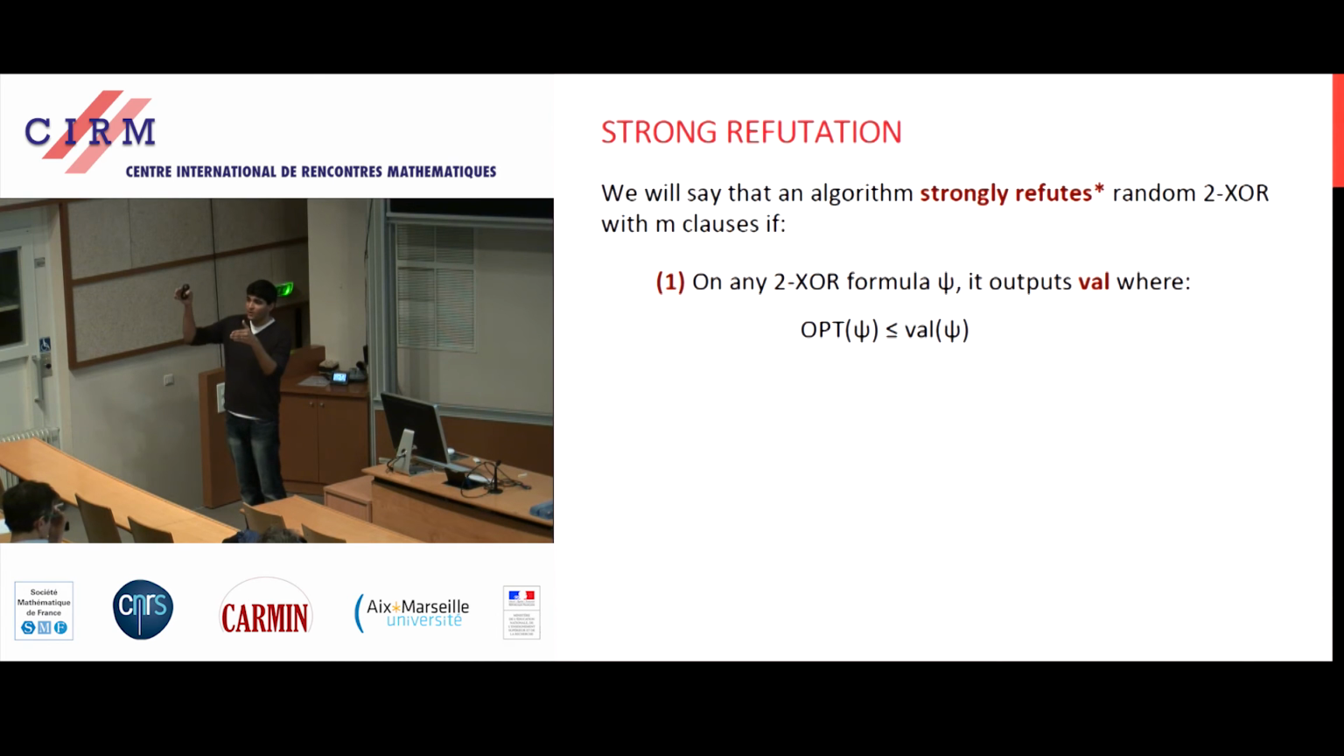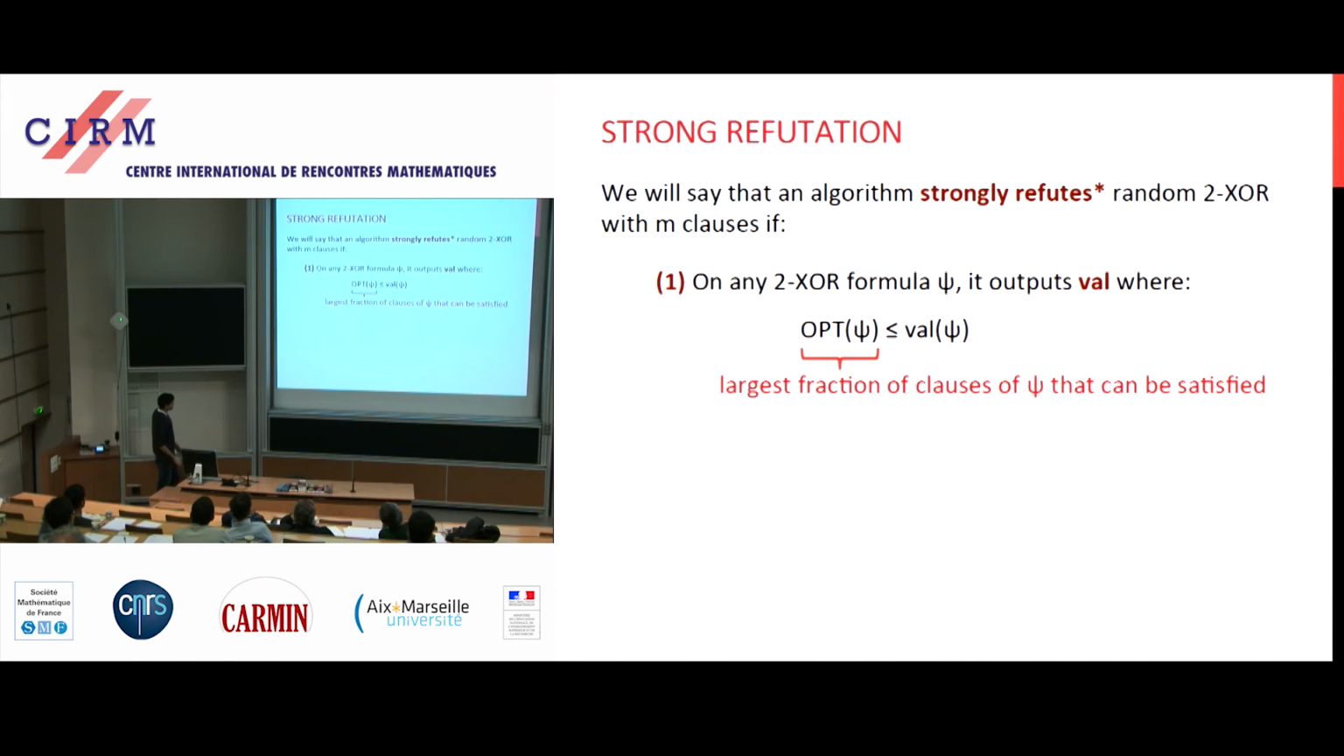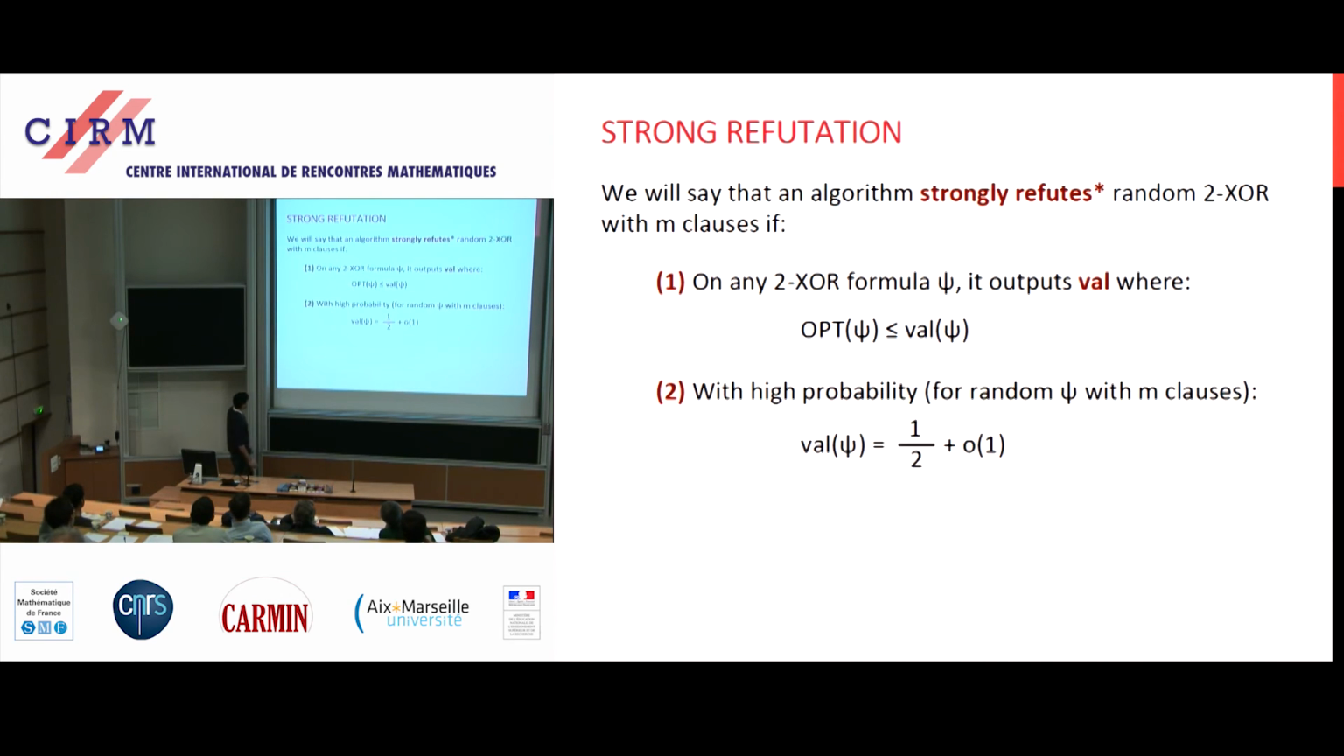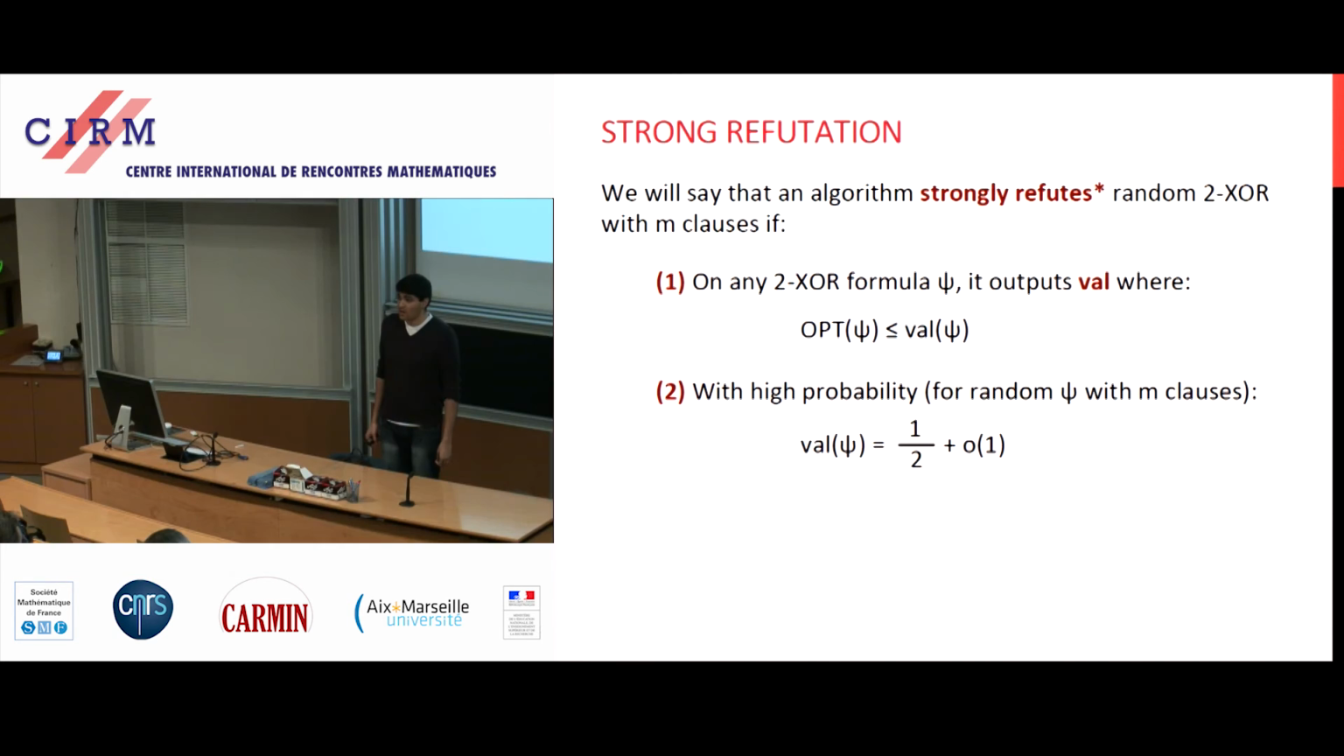So you always want your algorithm to output a fair upper bound: if it says you can only satisfy 3/4, you certainly can't satisfy more than that. But you also want the property that, with high probability, it works for a random formula. When you choose a random formula with M clauses, with high probability the algorithm outputs a value that's half plus little o of 1.